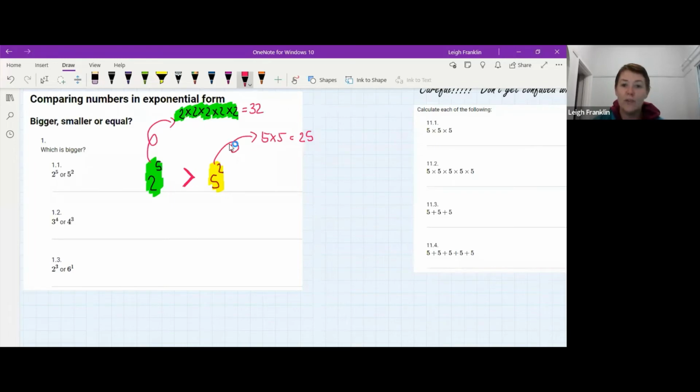Okay, let's have a look at the next one. Motaban, your hand was up. Which one's bigger, 3 to the power of 4 or 4 to the power of 3? Ma'am, I thought of answering 1.3. Oh, okay, then I'll come back to you. Blessing, can you do 1.2?